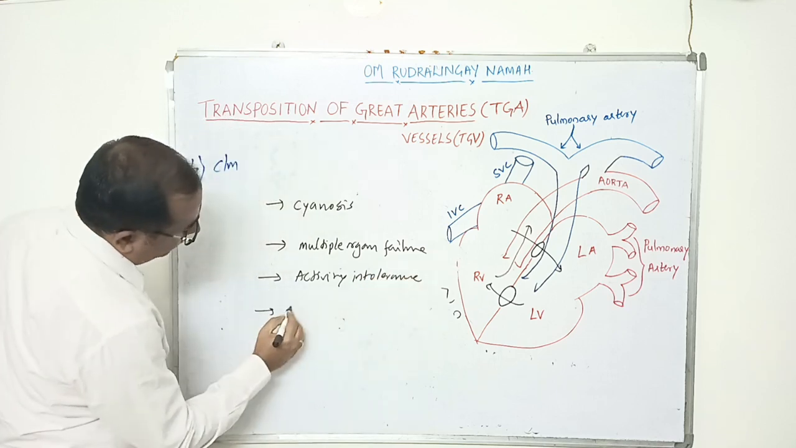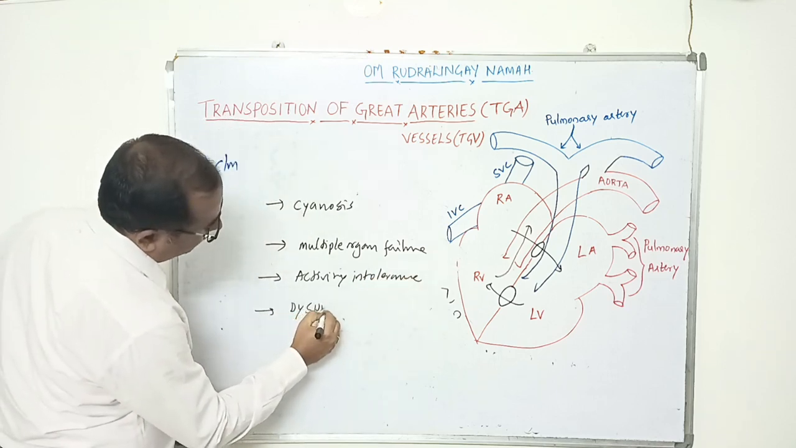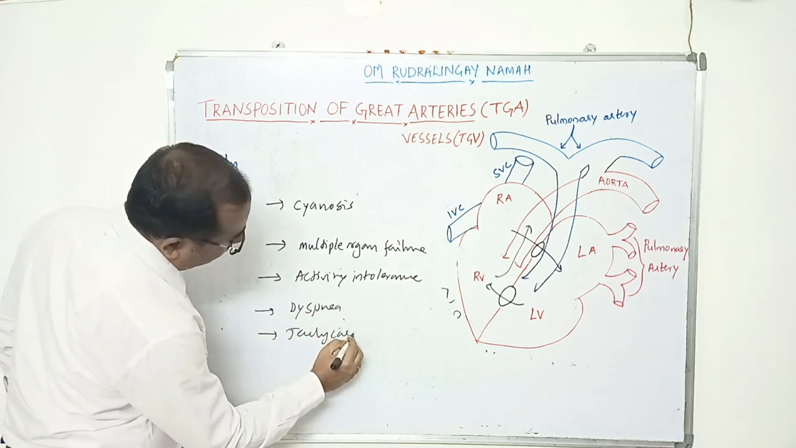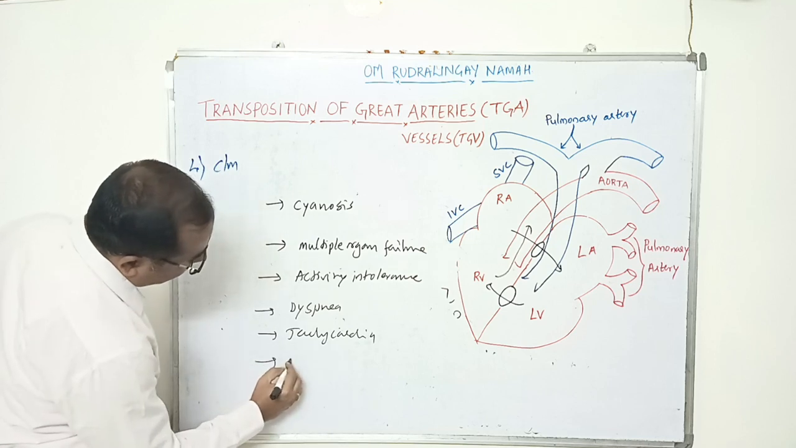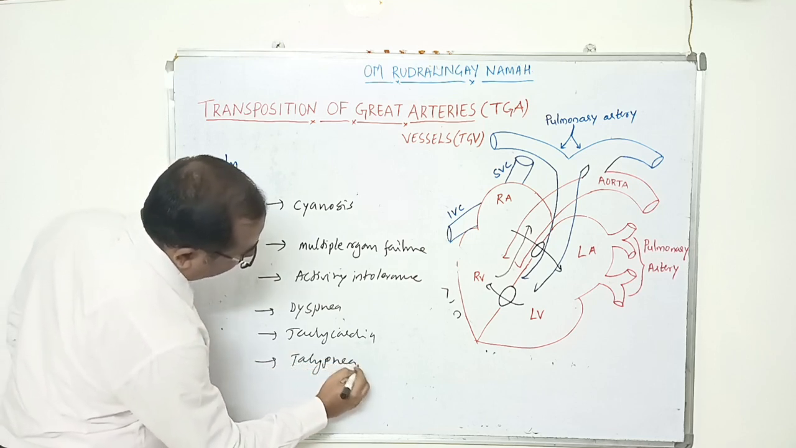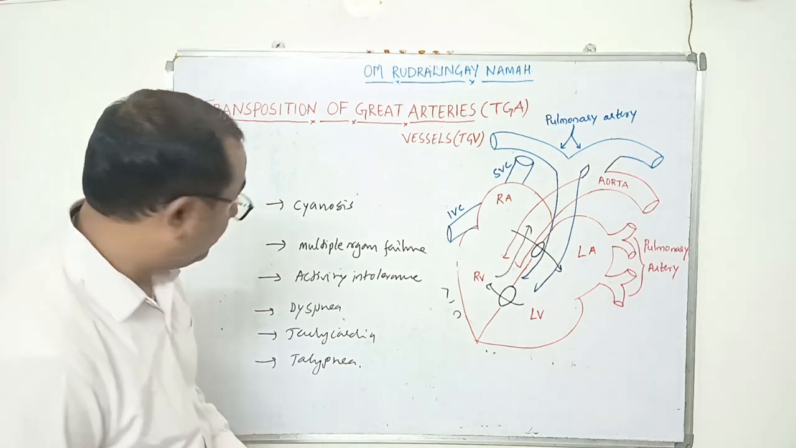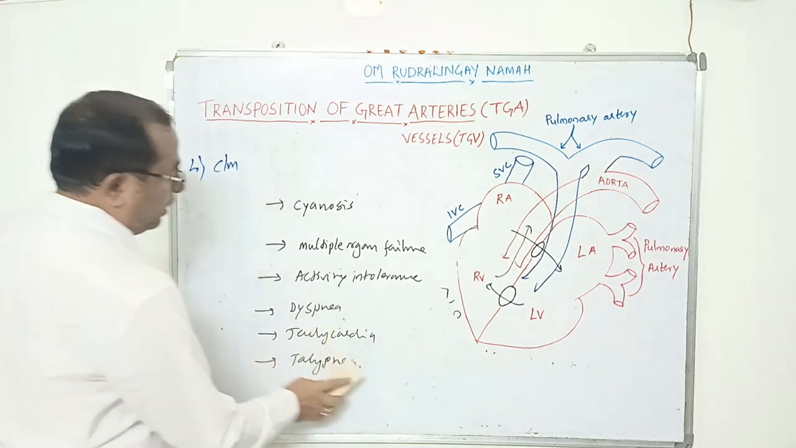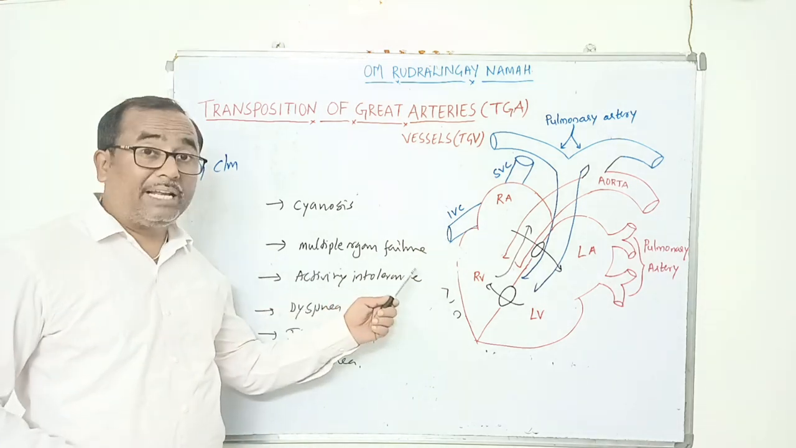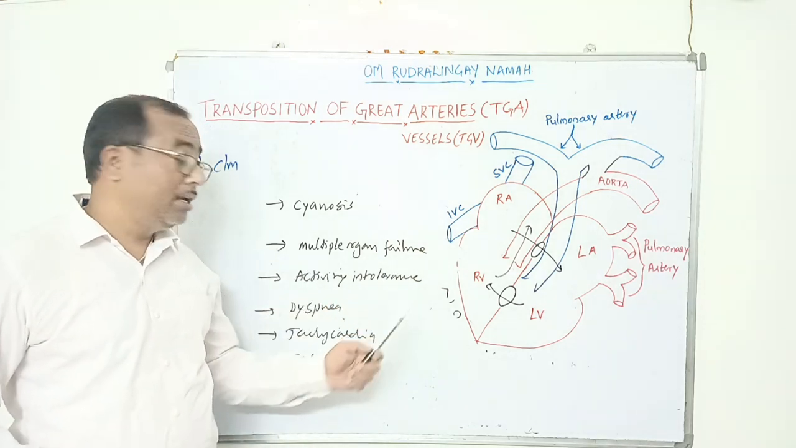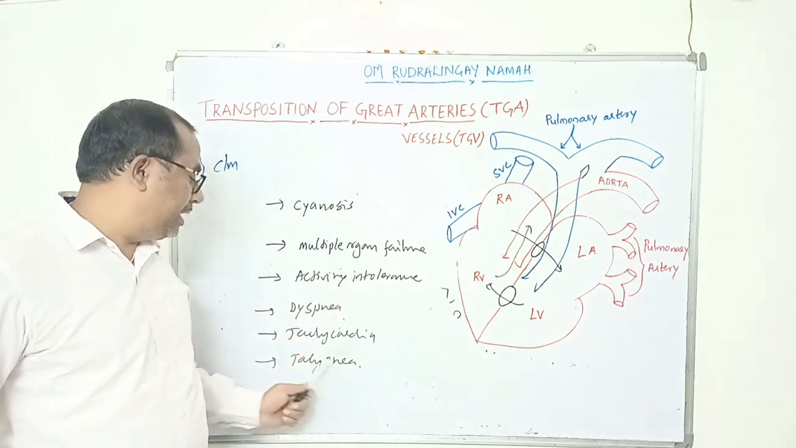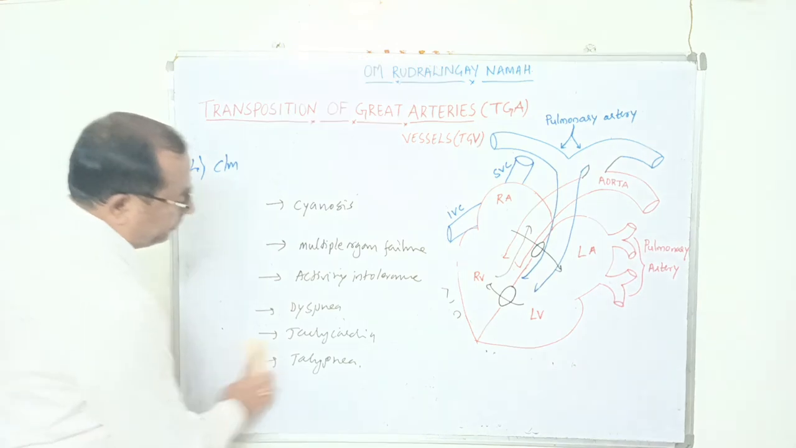Then there will be dyspnea, tachycardia, and tachypnea. So there will be severe cyanosis, multiple organ failure due to lack of oxygen supply to many organs, and then activity intolerance, dyspnea, tachypnea, and tachycardia.